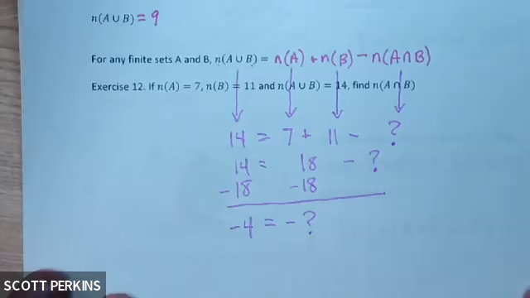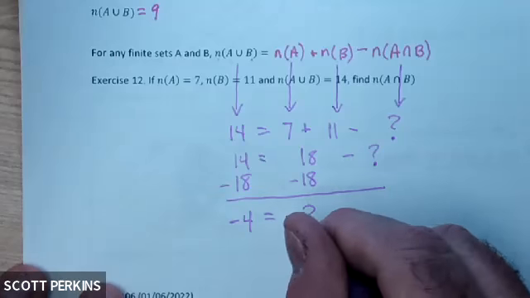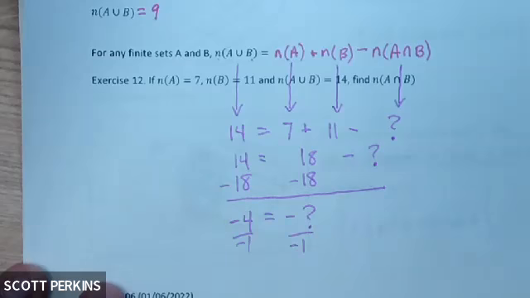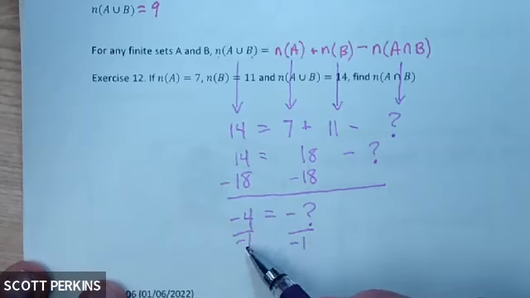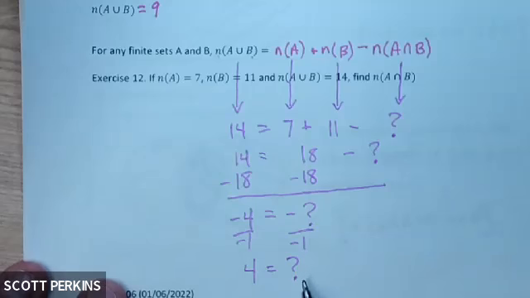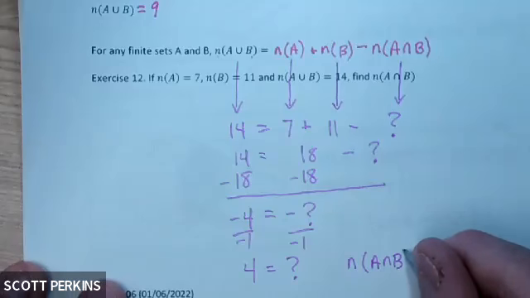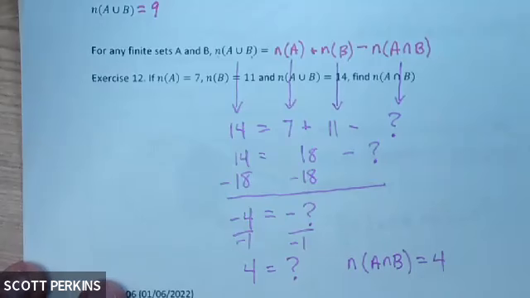And then the very last thing is I'm going to divide both sides by what on this problem? Yeah, -1. Got to get rid of that negative. And in arithmetic, a negative divided by a negative is a positive. A negative divided by a negative is positive. So the missing value, my question mark, my variable, whatever you're using, is 4. So that is what the number of elements in A intersect B is equal to 4.